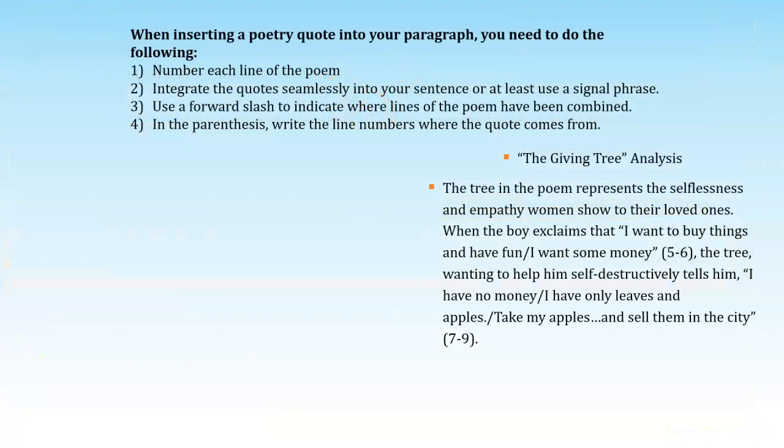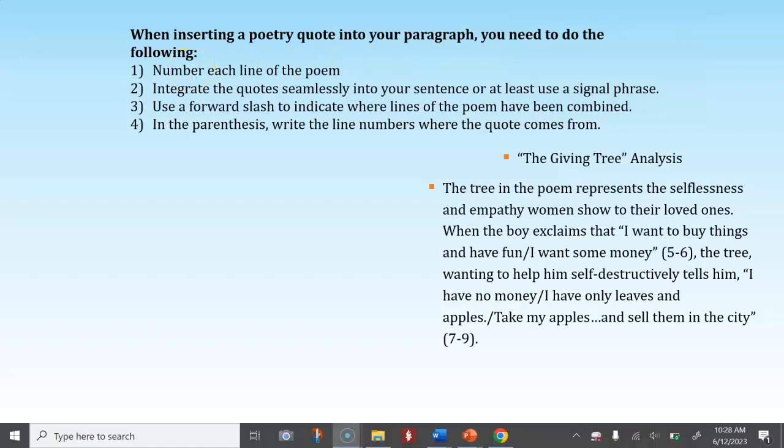Okay. Now, when inserting a poetry quote into your paragraphs, you need to do the following. So for your outline, same as before, I want you to go ahead and pull out your quotes from your primary source and put them on your outline. Now what you need to do before that is number each line of the poems. When you quote a line of poetry, you have to cite the line numbers.